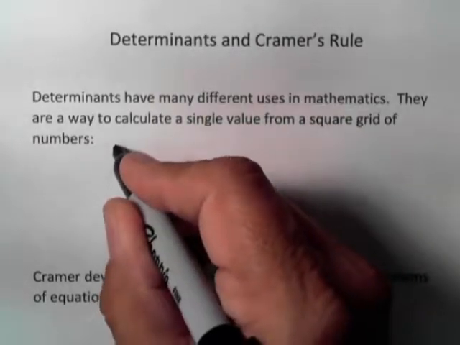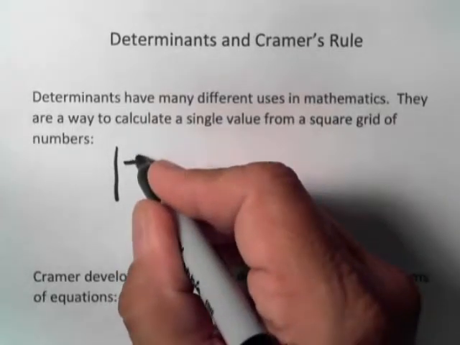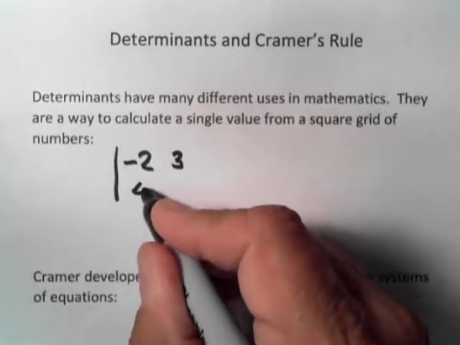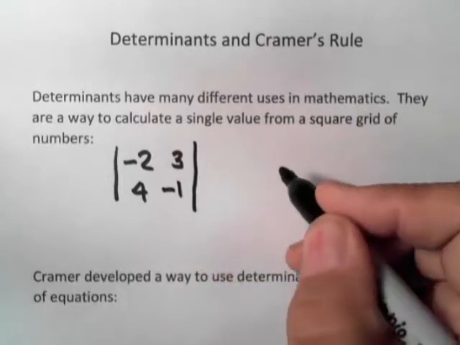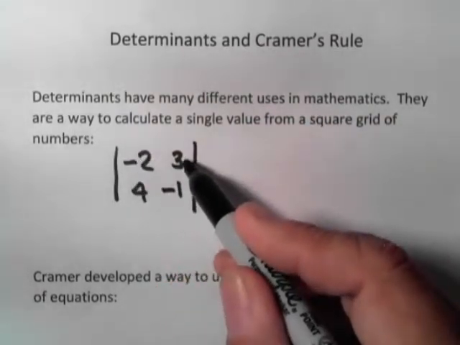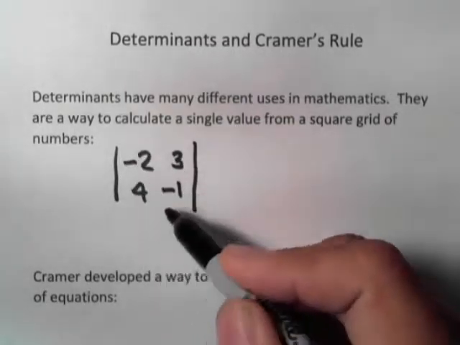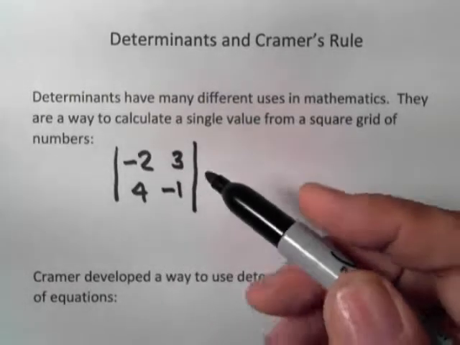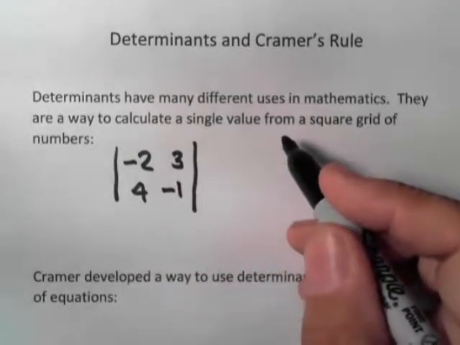Let's give you an example here. Determinants are normally put in vertical bars like this, and I might have -2 and 3, and let's say 4 and -1. Okay, now this is 2 rows and 2 columns, a square grid of numbers, and they come from different places. We're going to use them for systems of equations in a moment. But now, how do you determine the value of a determinant here?